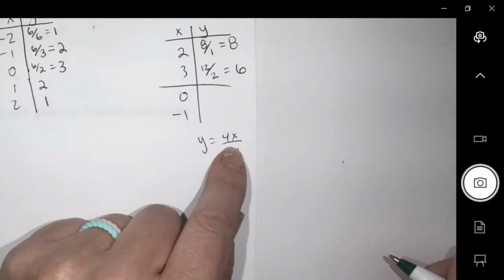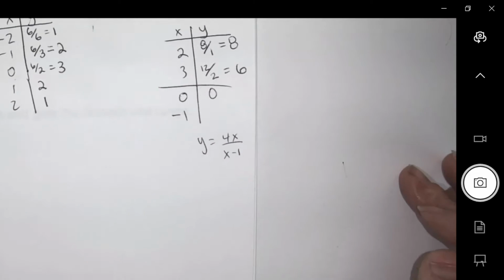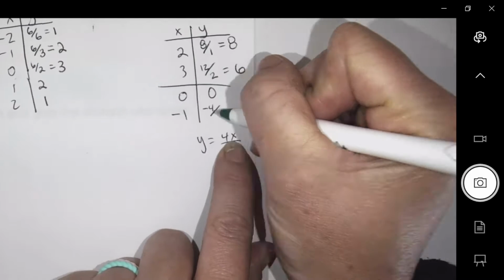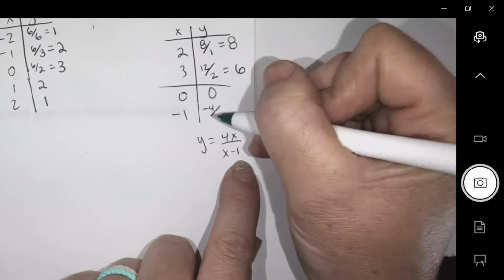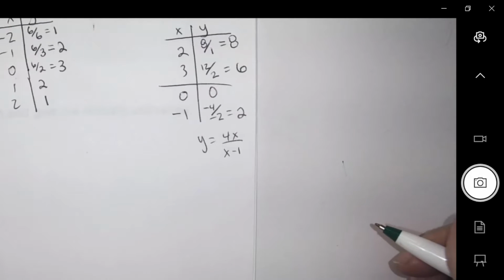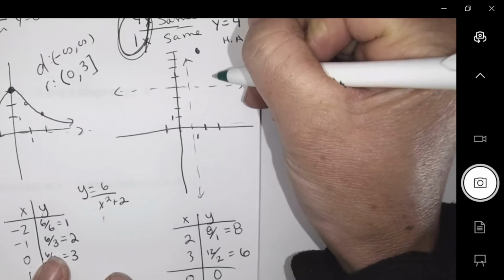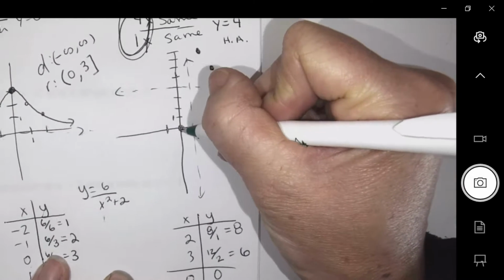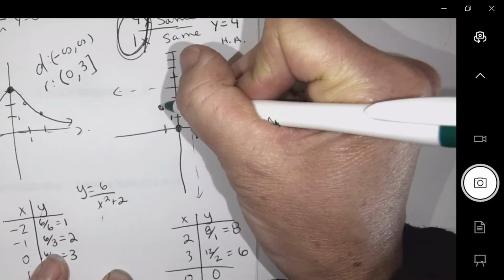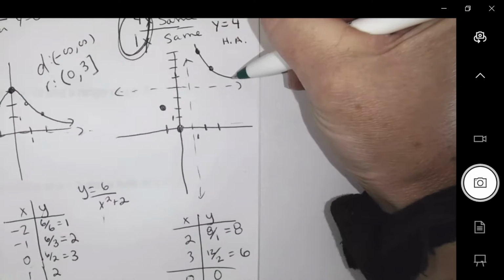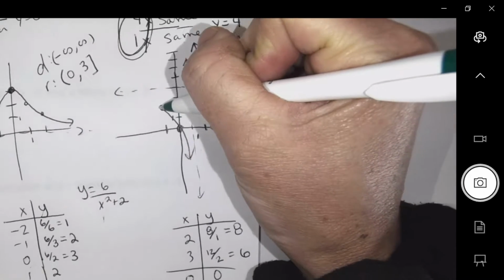I'm going to plug in a 0. 4 times 0 is 0. I don't care what I'm dividing by, 0 divided by anything. I'm going to plug in a -1. So 4 times -1 is -4. -1 minus 1 is -2, which makes 2. Okay, so I'm plotting those 4 points. Okay, I can see the shape now about how it's going to form around my asymptotes. I can see that.